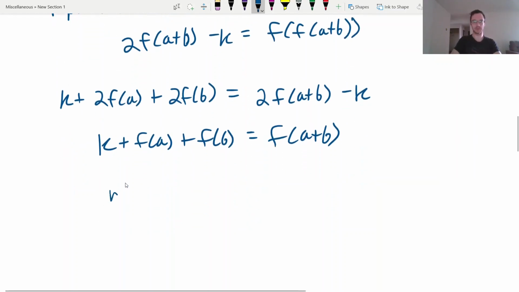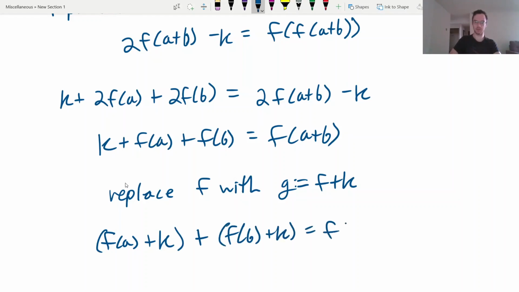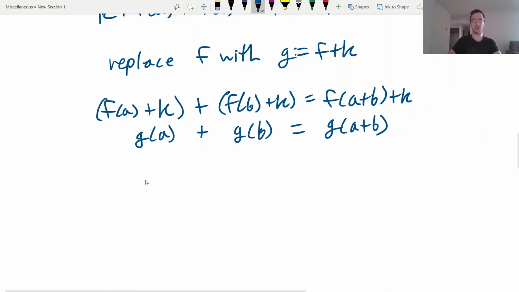And now we do the following trick. Replace f with g, defined to be f plus k. And how do I do that? Well, if we add a k to both sides, we see that we get f(a) plus k plus f(b) plus k, and that's equal to f(a + b) plus k. And with this definition of g, I can write this in this form. Well, f is a function from Z to Z, and therefore so is g. It's just a translation, or a shift by k.